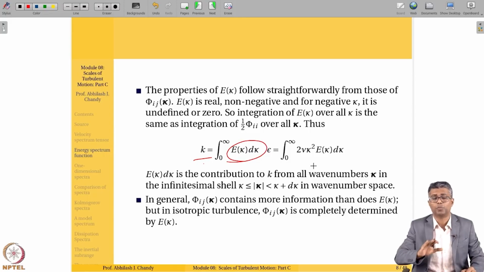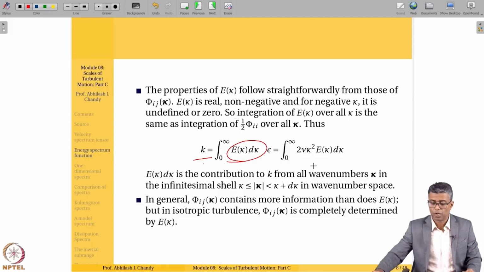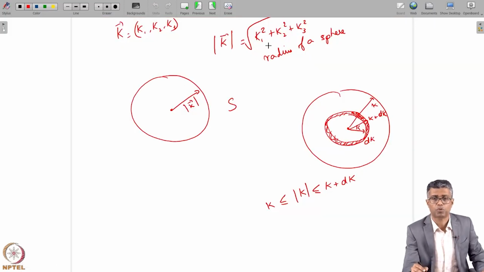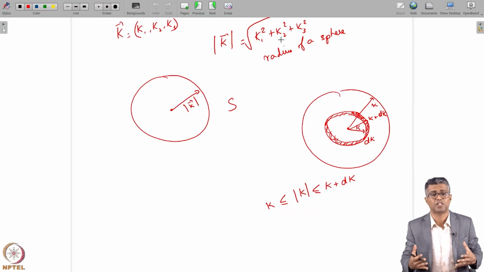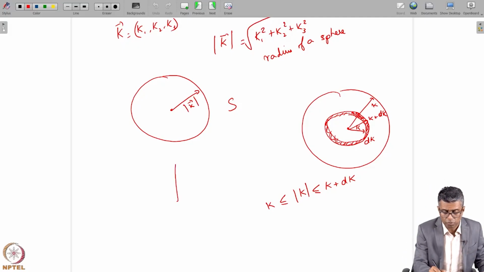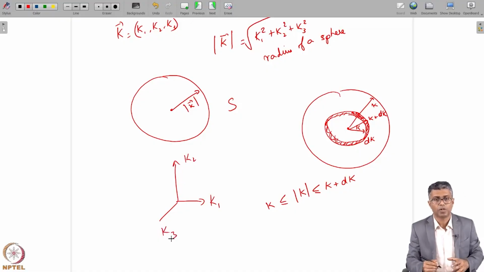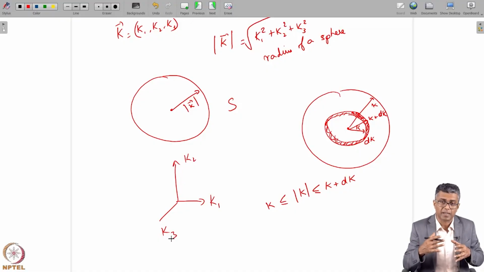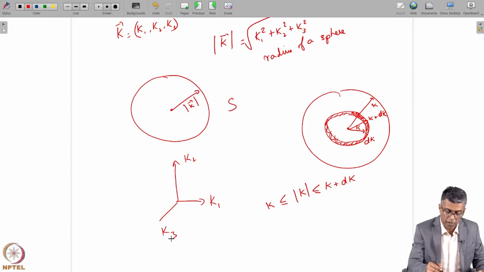How did we get wave number magnitude? Because we got rid of the directional information. We collapsed kappa 1, kappa 2, kappa 3 into just a wave number magnitude, which is given by the square root of kappa 1 squared plus kappa 2 squared plus kappa 3 squared. This is like the radius of a sphere. So if you think of your wave number space as a spherical space, then the wave number magnitude is equal to the radius of that sphere.